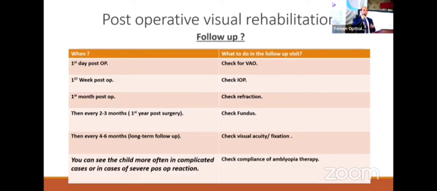What to do in the follow-up visit? You need to check for visual acuity, visual axis obscurations. You need to check the IOP, check the refraction, check the fundus, check the visual acuity or the fixation of the patient, and check the compliance for the amblyopia therapy. It's a very important point, especially in unilateral cataract cases. You need to put the child in an aggressive amblyopia therapy. Patch the normal eye 6 to 8 hours and check the compliance with the family in each visit. Otherwise, you will have a great surgery, a very good surgery, but a very poor visual outcome.